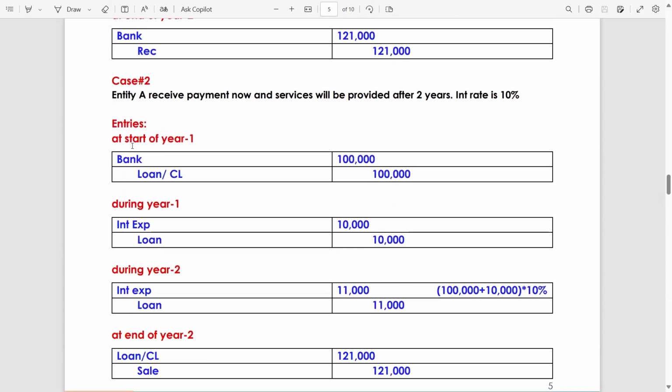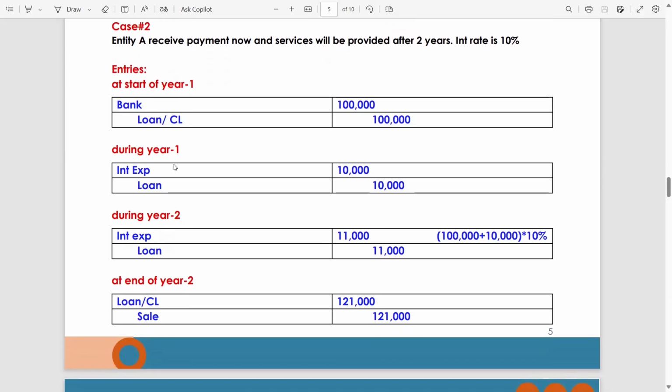Now there is case 2. Entity A receives payment now and services will be provided after 2 years, and interest is 10%. In this case, entity A receives payment in advance but will give service after 2 years. So if you are receiving anything in advance, it is treated as a loan. So in year 1, entity A makes an entry: bank debit, loan or contract liability credit by 1 lakh.